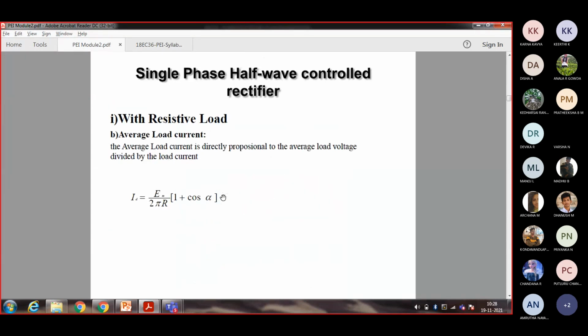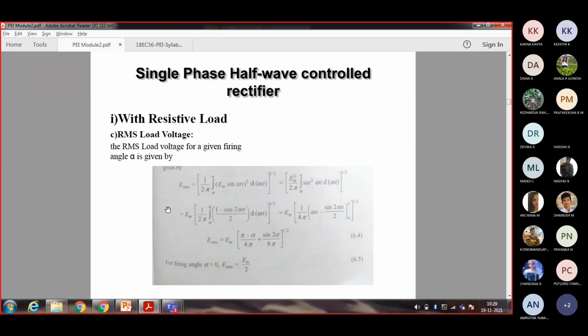For the average load current, the current through the load, the average load current is the average load voltage divided by the load resistance. So whatever load we have, divide by that, and immediately you get Em divided by 2 pi into 1 plus cos alpha divided by R, where R is the load. With only a resistive load, the RMS load voltage for a given firing angle alpha is this one.